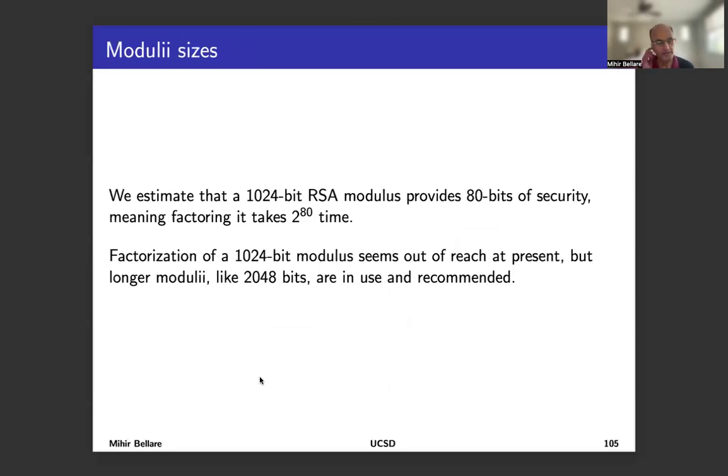So what do you do if you want security? Well, generally speaking, our estimate is that a 1024-bit RSA modulus will take about 2^80 time to factor, which is called having about 80 bits of security. That's the smallest you can desire at present, or would recommend at present. Most people would recommend higher, for example, double that, or 2048 bits. And that seems fairly out of reach at present. So it's kind of the ballpark for setting up RSA securely.